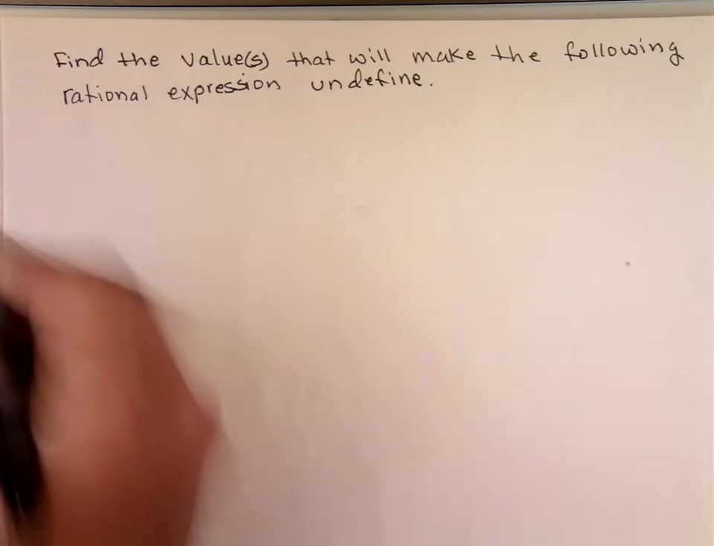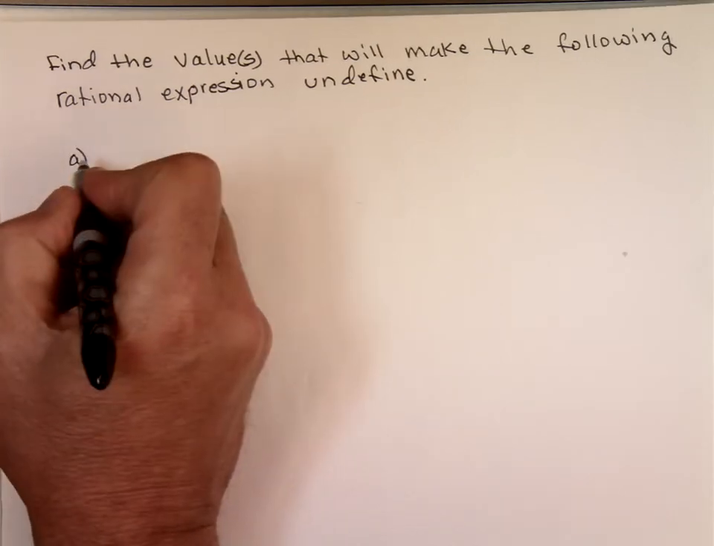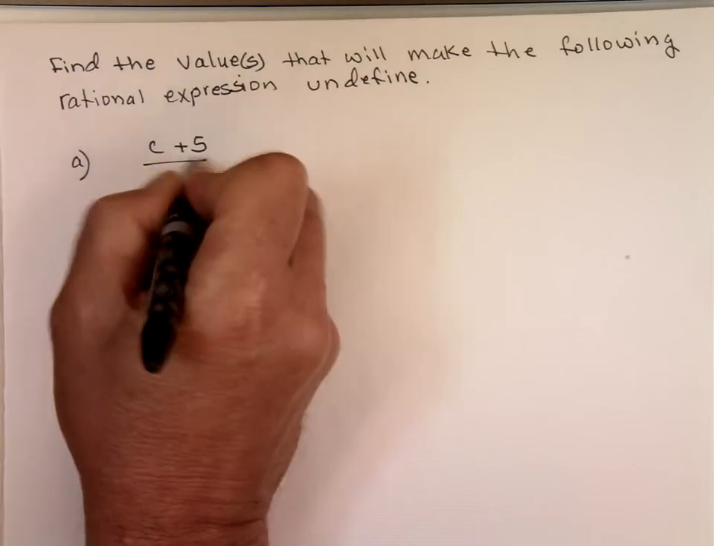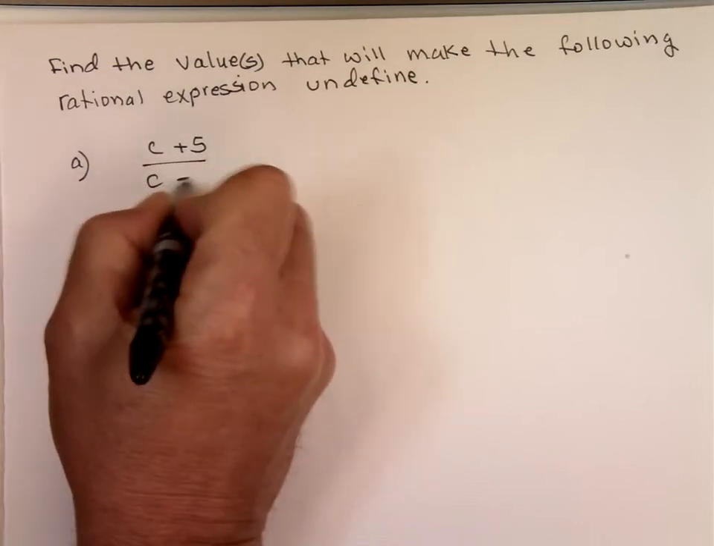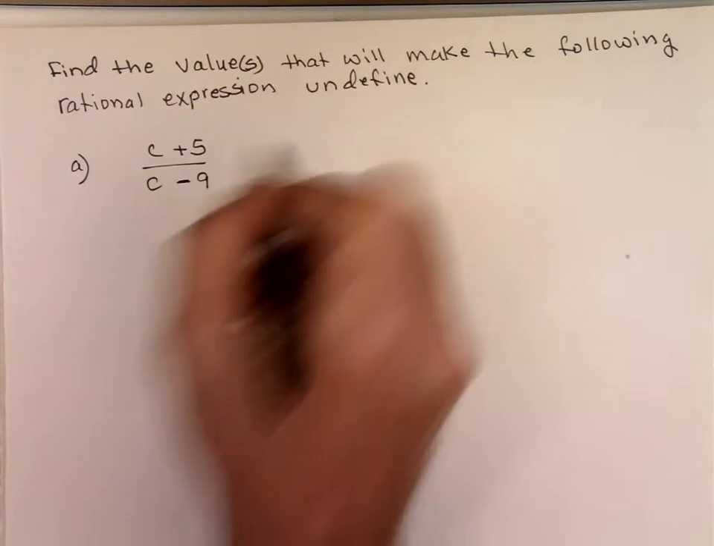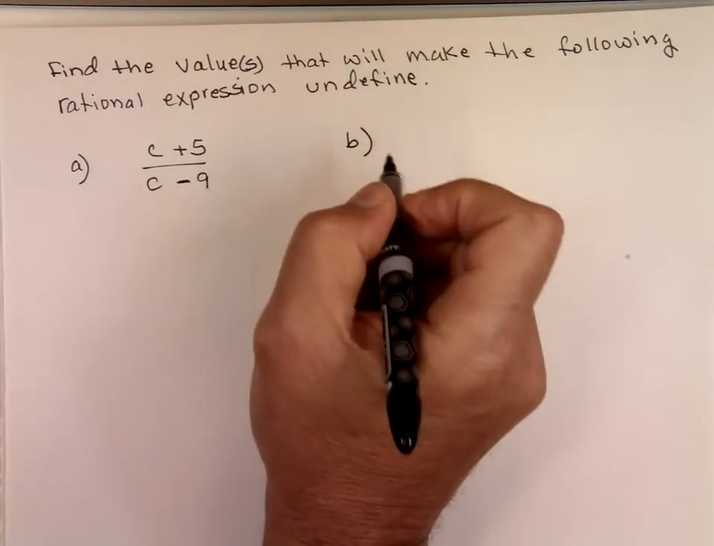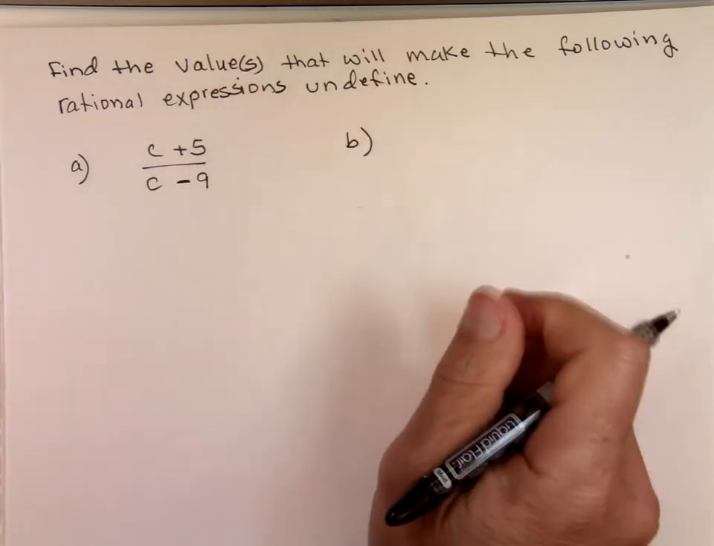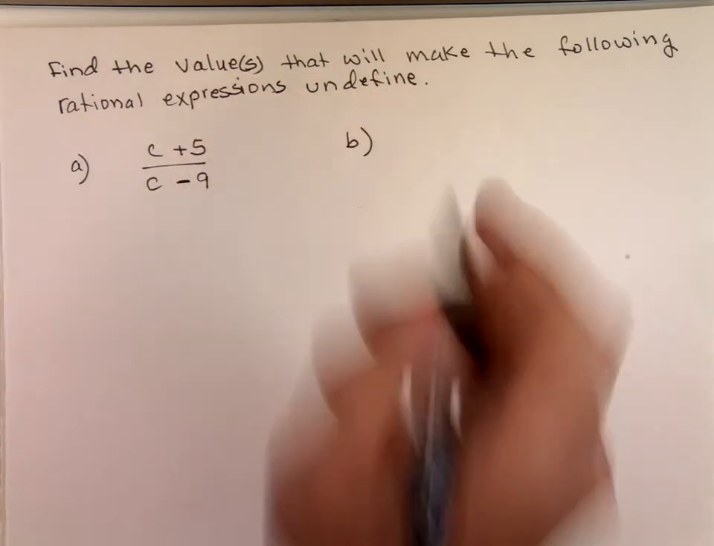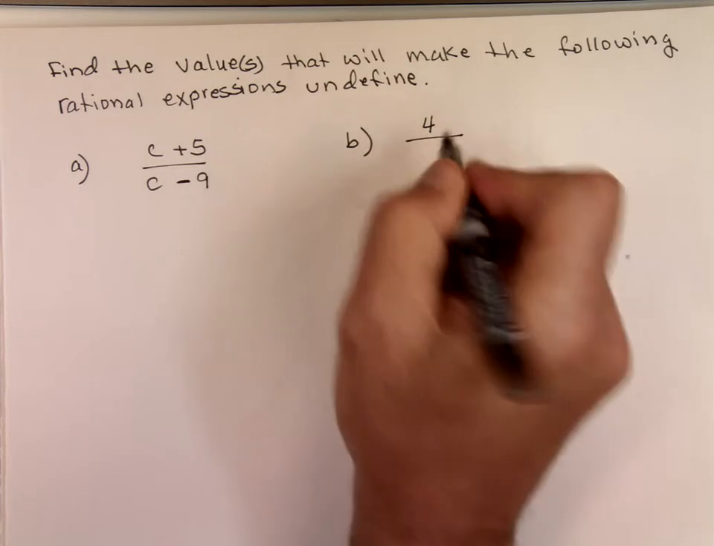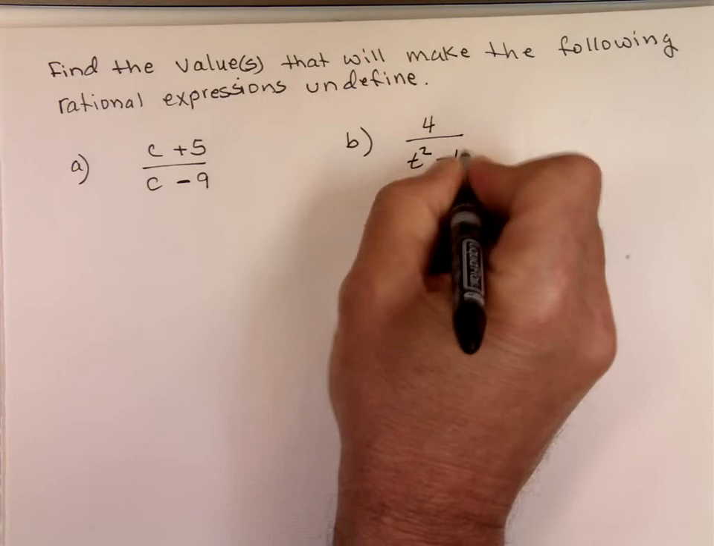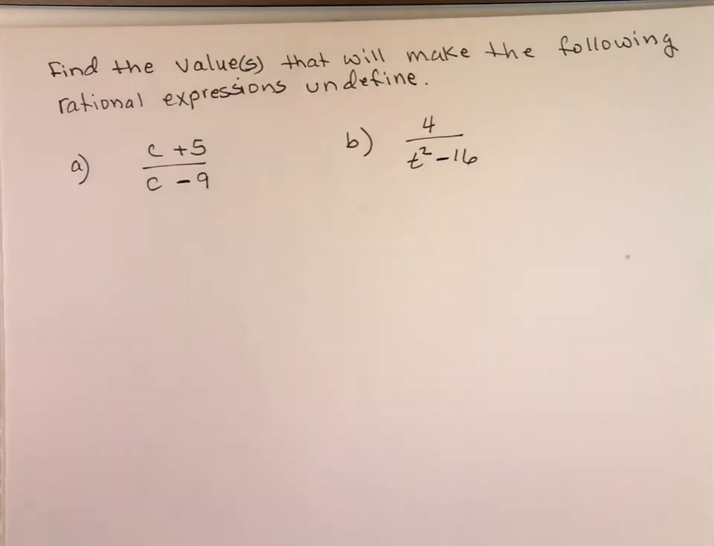I'll write 2 of them. One of them is c plus 5 over c minus 9. And the other one, since there's more than one, the second one we'll do is 4 over t squared minus 16. So let's look at the first one. Let's look at A.